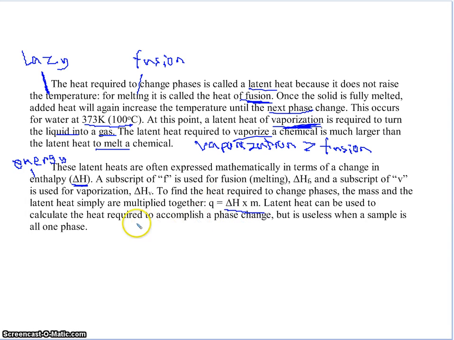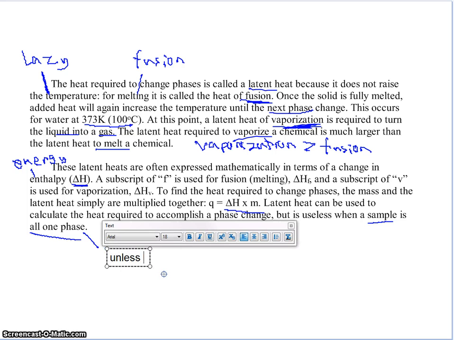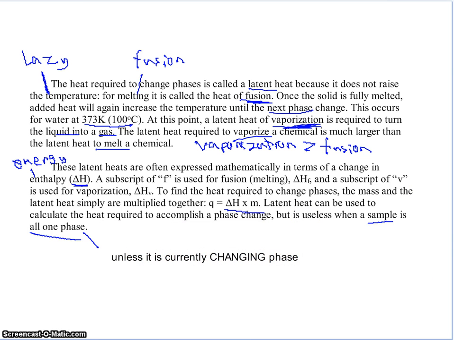Latent heat can be used to calculate the heat required to accomplish phase change, but is useless when a sample is all one phase. Unless it is currently changing phase, right? Okay.